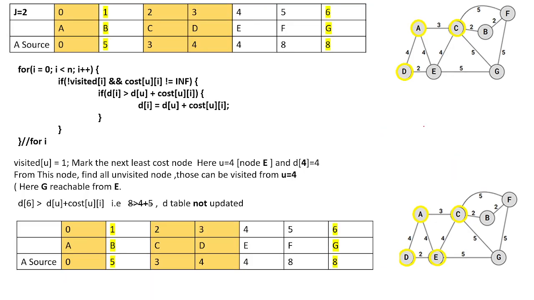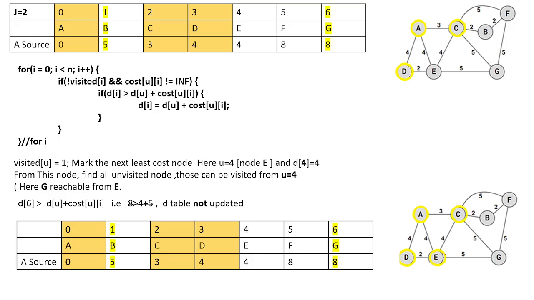In the next step, among the remaining unvisited nodes, A is already visited, B, C visited, D visited. Then the remaining unvisited node is E. E is the next unvisited node because the cost is 4. From E you can reach G. Only one neighbor for E.